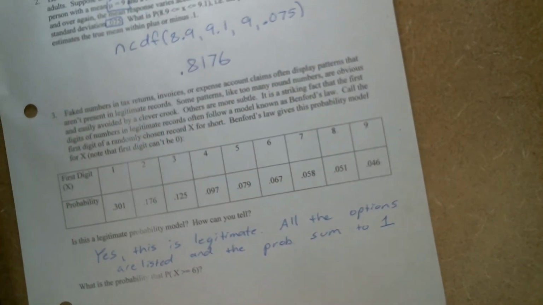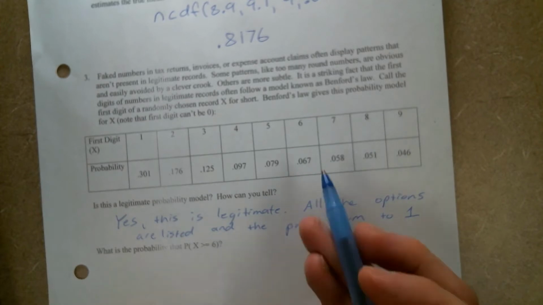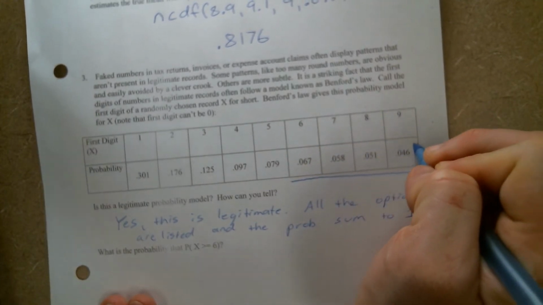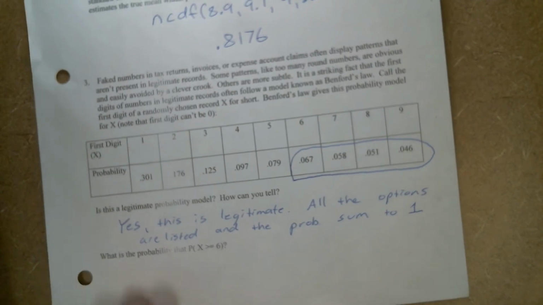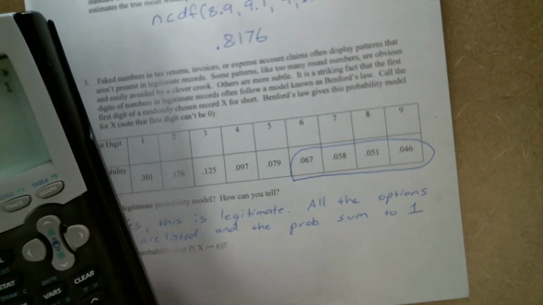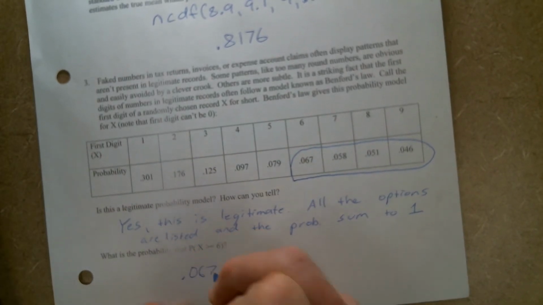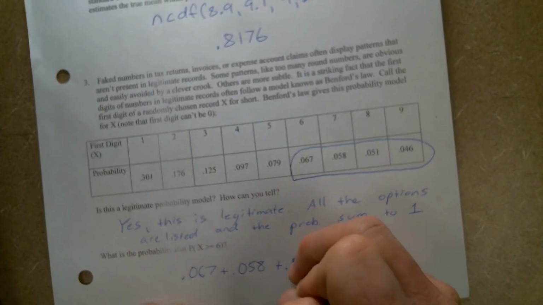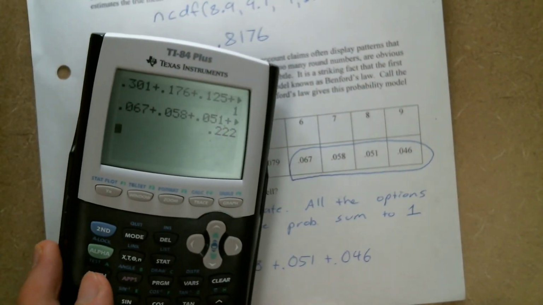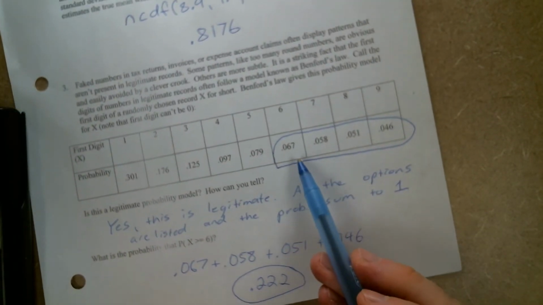Okay. So what is the probability that x is going to be greater than or equal to 6? In this case, we don't have to use normalcdf. We just get that information straight from our table. So we say, okay, there are the values that are greater than or equal to 6, so we're just going to sum those probabilities together. 0.067 plus 0.058 plus 0.051 plus 0.046. When you add those all together, you end up with 0.222. All right, so no fancy normalcdf here, just taking those boxes and adding them together.